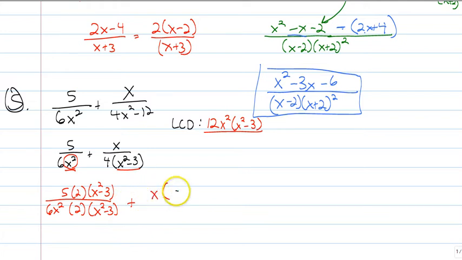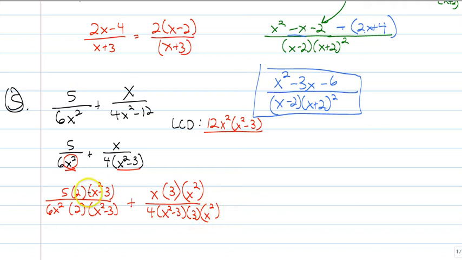Now we add it to this one over here. I have x on top, and I have on the bottom a 4 and an x squared minus 3. Well, I need to get this 4 to 12, so I need to multiply the tops and the bottoms by 3. And now I have my 12, and then I just need an x squared. Okay. Now this should have the same LCD.